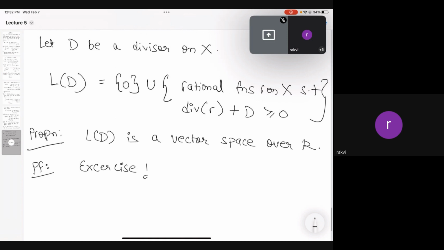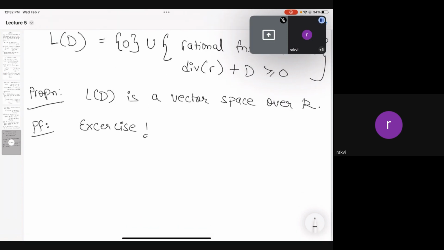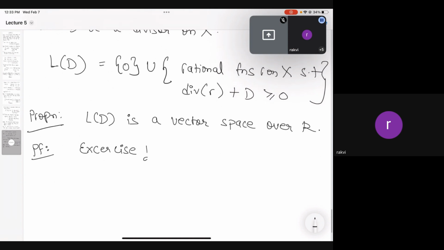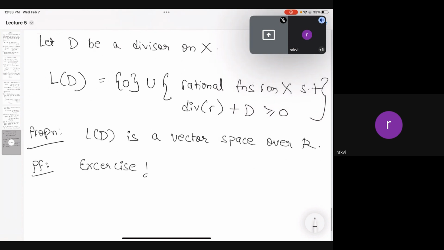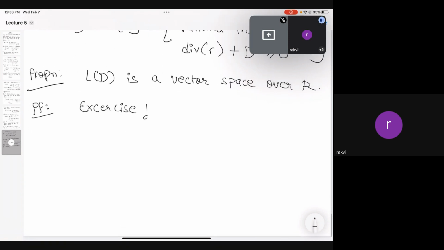Before that, I don't think we have discussed vector spaces and what they mean. So I'll discuss vector spaces and bases because we'll need bases later on. But once we know what a vector space is, I think it is not very difficult to show that this set L of D forms a vector space over K. So this will be an exercise, but let me briefly discuss, as an aside, what a vector space is.